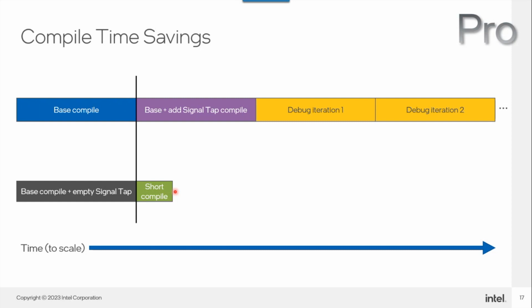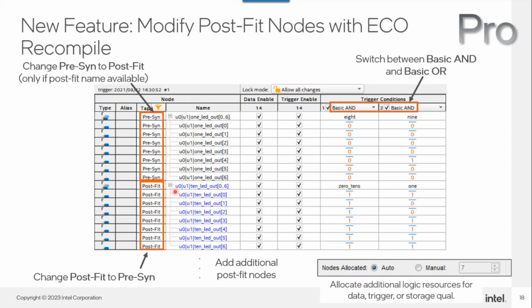And then you can continue to do that, so that your debug iterations are going to be much, much shorter. Okay. The ECO compile is a huge time saving because it's not touching your post-fit design. It is doing post-fit using post-fit routing that is available, and just making changes as needed. So it's very smart about reducing the overall compile time.